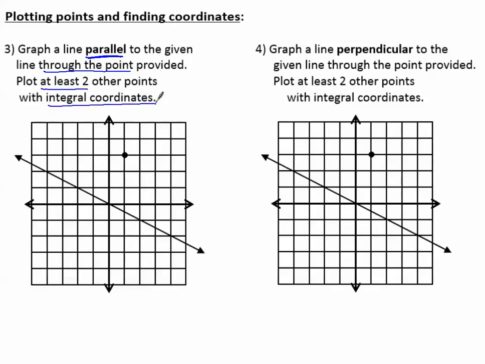Integral coordinates mean they cross at a vertical and horizontal line, kind of like this point right here on the line and this point right here on the line have integral coordinates. This point would not, because it only crosses through a vertical line, not also a horizontal line.